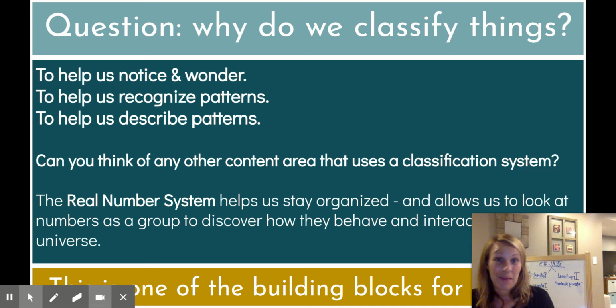Specifically in math, but I think this is also relevant for any time we classify, but we do it to help us notice and wonder. We do it to help us recognize patterns, and we do it as a mathematician to help us describe those patterns. And so if you recall from last week, we talked about what it looks like to be a mathematician and to do math each day. Today we're going to be a mathematician because we're going to be doing all of these things.